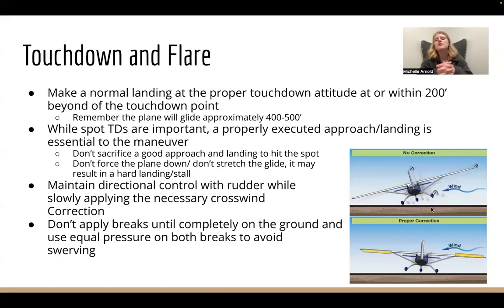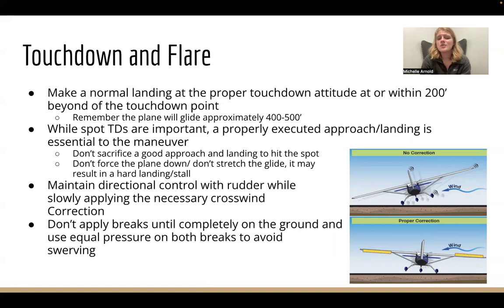All right, so your touchdown and flare is pretty similar to your normal touchdown. You want to make a normal landing at the proper touchdown attitude, and you want to make this at or within 200 feet beyond the touchdown point. Remember, the plane will glide approximately 400 to 500 feet from your aiming point. So the aiming point you chose should have been about 500 feet below your touchdown point. So this should be okay.